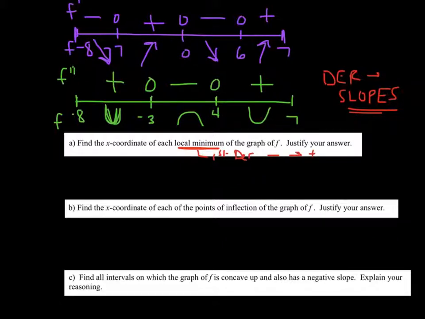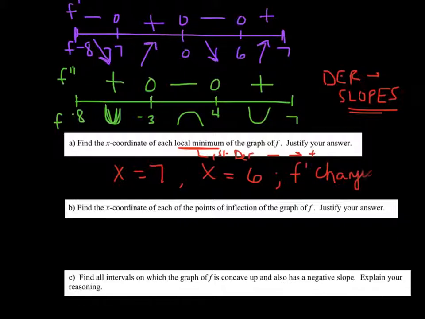Okay, so if I look here, and if I just follow my arrows from my first derivative, you can see I decrease to a minimum, increase, and then decrease again to a minimum. All right, so I would say that at x equals 7 and at x equals 6, I would be at a local minimum. And the reason why, see this justify your answer, is because f prime changes from negative to positive.